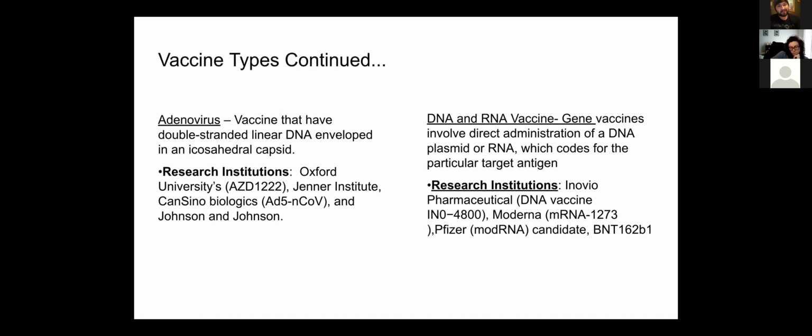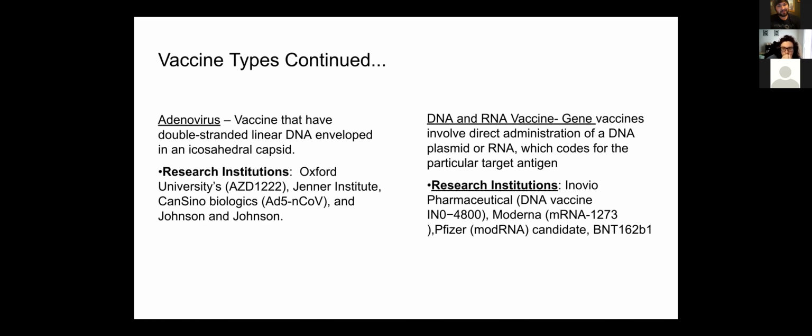All right, but now we look at the DNA vaccines and RNA vaccines. And I forgot to mention the Oxford University Jenner Institute and CanSino Biogenics are actually the ones doing the adenovirus research. So I believe that they're actually in phase 2. The CanSino Biogenics is in phase 2. And that was mentioned in the paper.